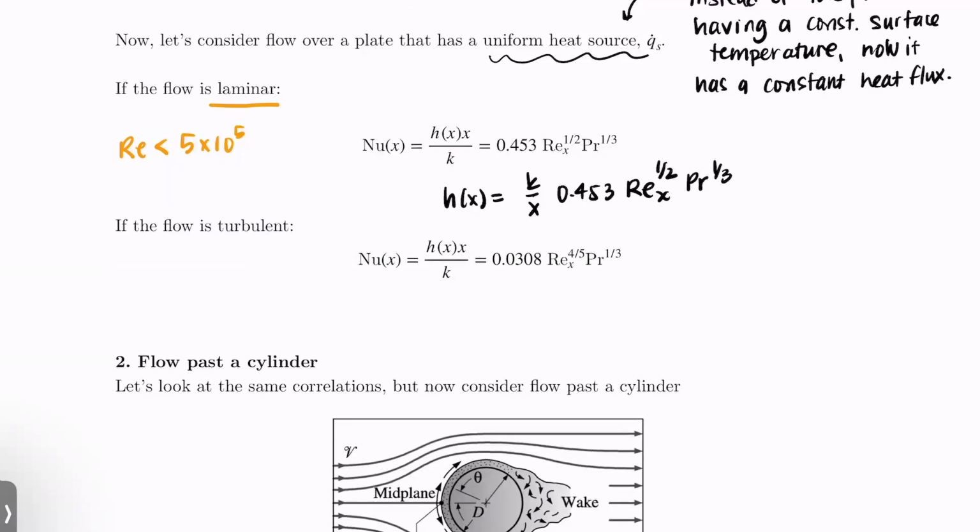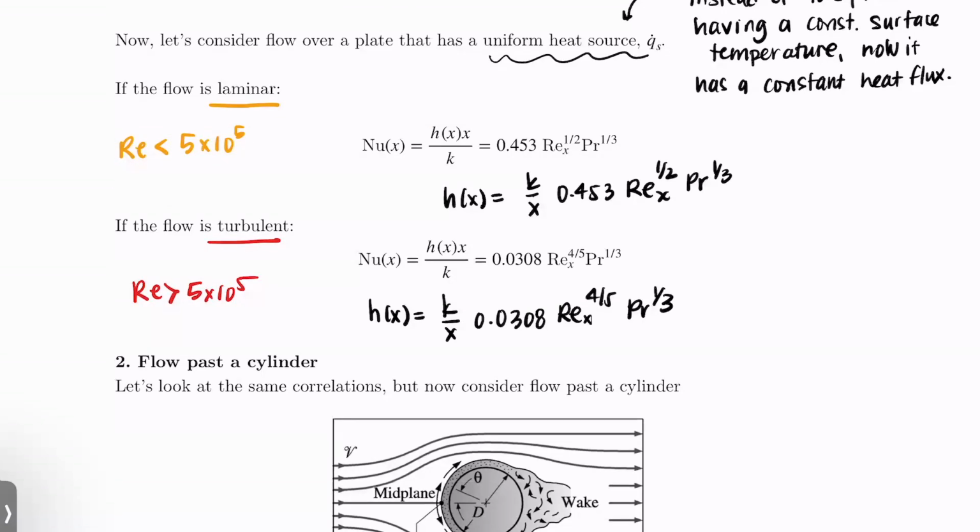And then if the flow is turbulent, so if the Reynolds number is greater than 5 times 10 to the 5th, we will use this expression. So we can solve this for h of x as well. So we have k over x times 0.0308 Re_x to the 4/5 Prandtl to the 1/3.